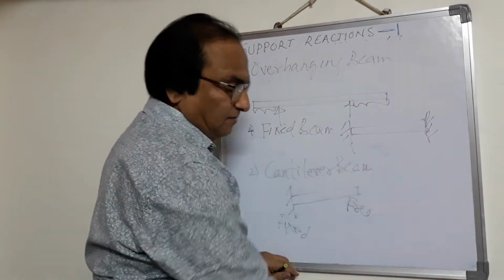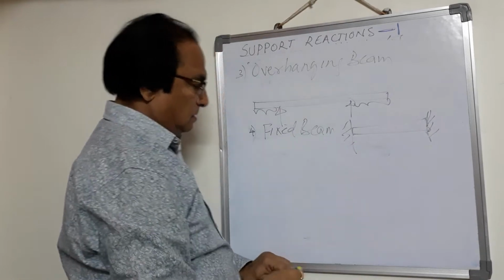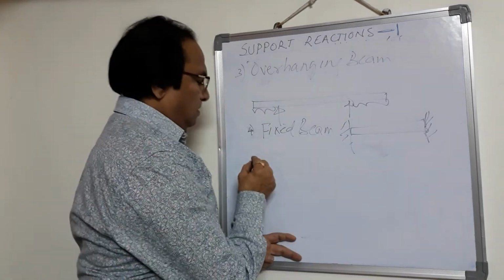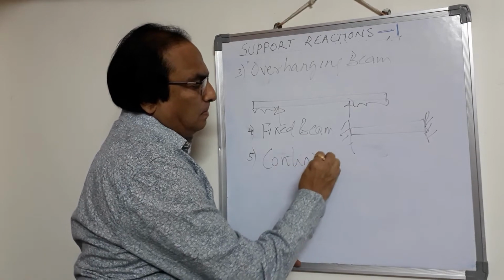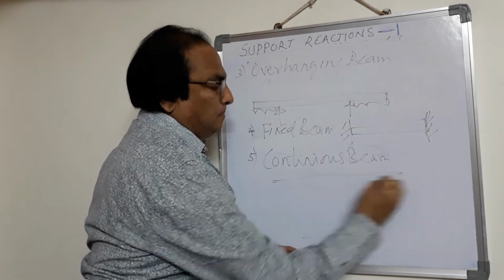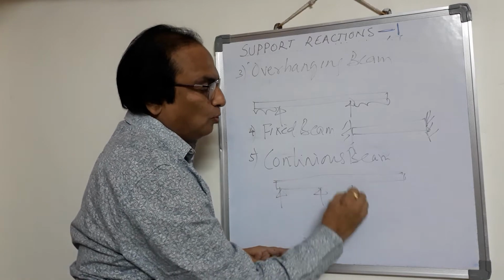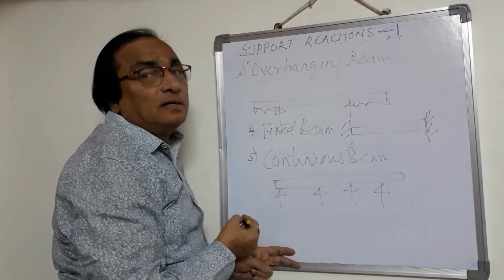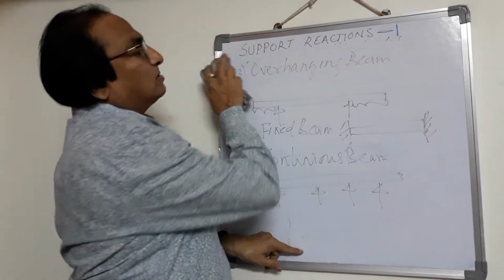The other category of beam what we come across is the continuous beam. If this is a beam, it has got more than two supports. Whenever more than two supports are there, we call such a beam as a continuous beam, where more than two supports are there. So these are the different types of beams what we come across in practice.